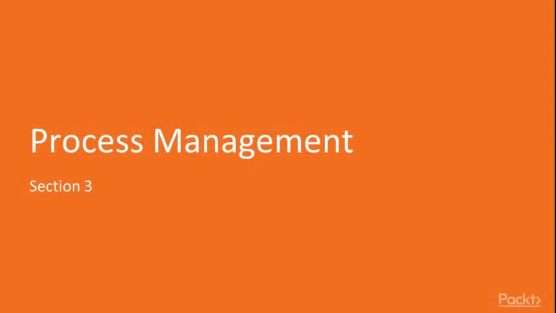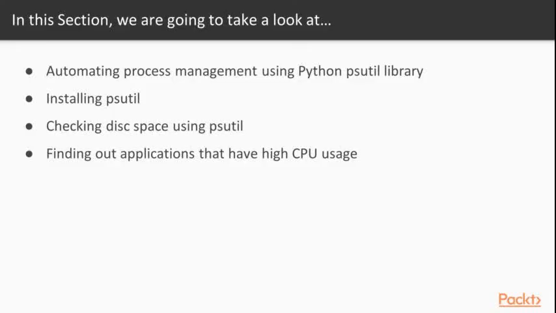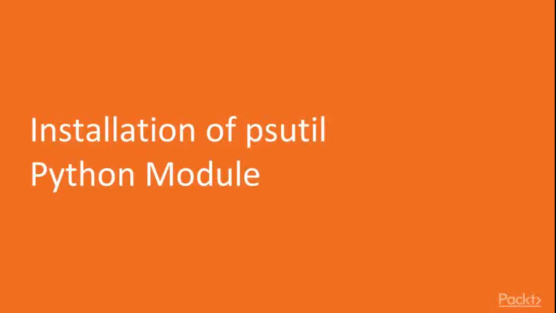In this section, we'll be looking at the process management of our computer using Python. We'll be automating process management using the Python psutil library. We'll be installing psutil and using that library to perform various automation and monitoring tasks concerning resources on our computer. So we'll be checking disk space using psutil. Also, we'll be finding out which applications have high CPU usage. And this is our first video of this section about monitoring resources on our computer.